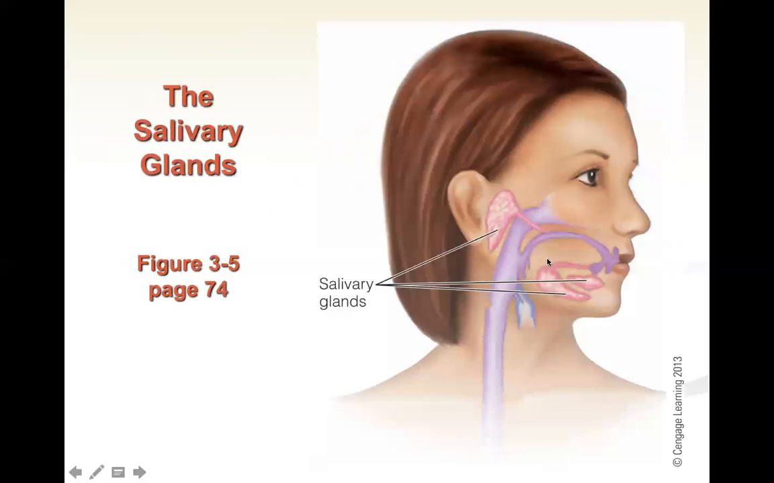So these are the salivary glands. There are 3 main salivary glands, and they secrete saliva. Saliva contains water, salts, mucus, and something called amylase enzymes. And amylase enzymes help digest some starches in our mouth.